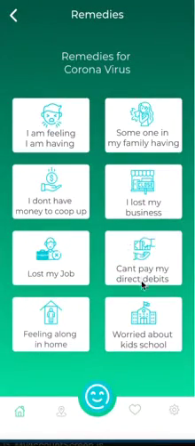Similarly, for all these options, we give them a list of solutions. For example, he can't pay his direct debit. Then we show them some information. For example, if he can't pay his direct debit, he can apply for a payment holiday for mortgage, which he may not be aware of, or he's aware, but he doesn't know whom to approach. Similarly, if he lost his business, he doesn't know what to do. He may know, but here in the app, we give him the right information, like phone numbers that he can call, so that he can act.